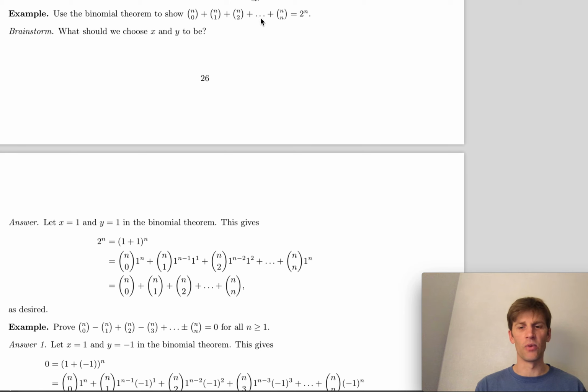This is a formula that we had seen prior, and we can also prove it pretty easily using the binomial theorem. So it's saying that the binomial theorem is quite strong.